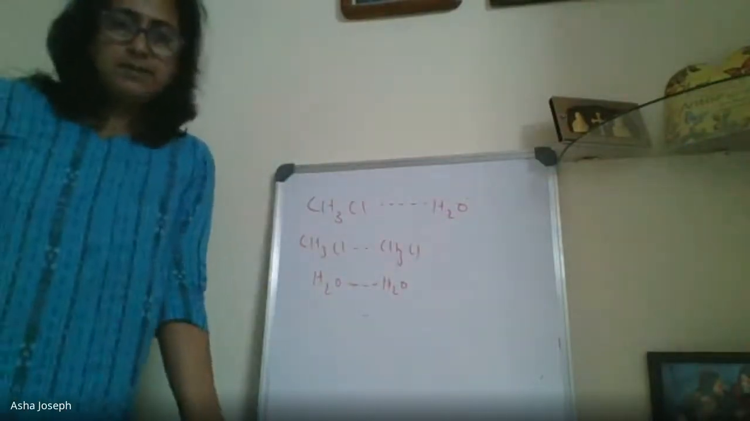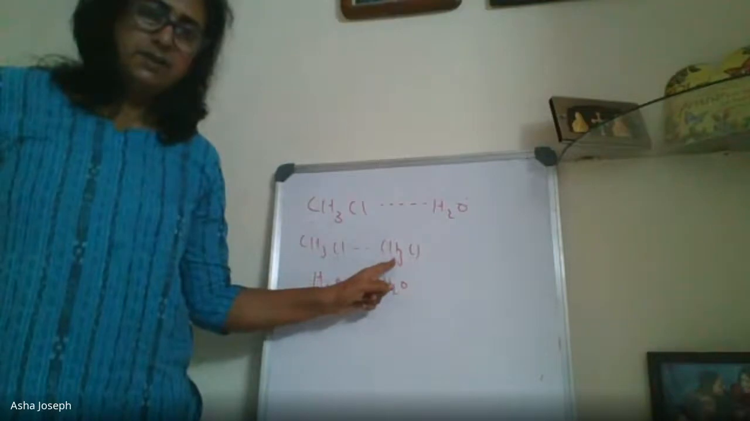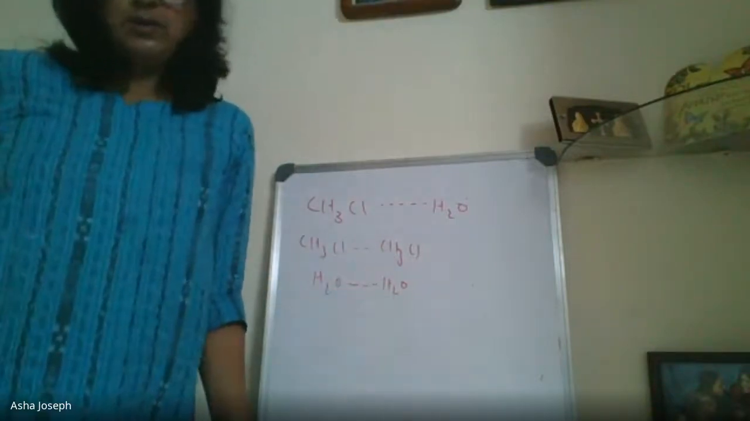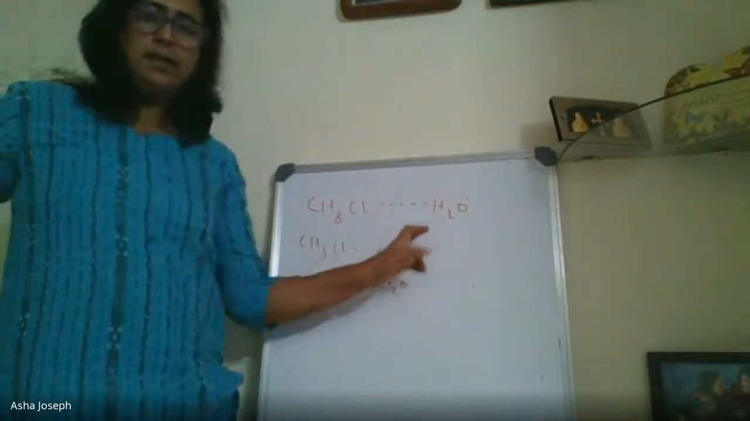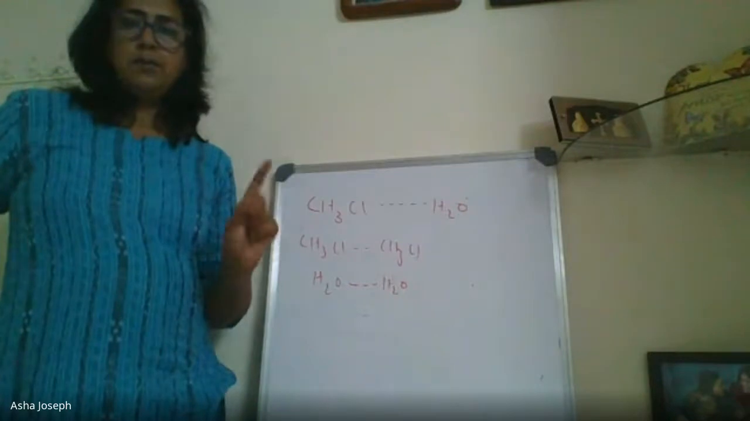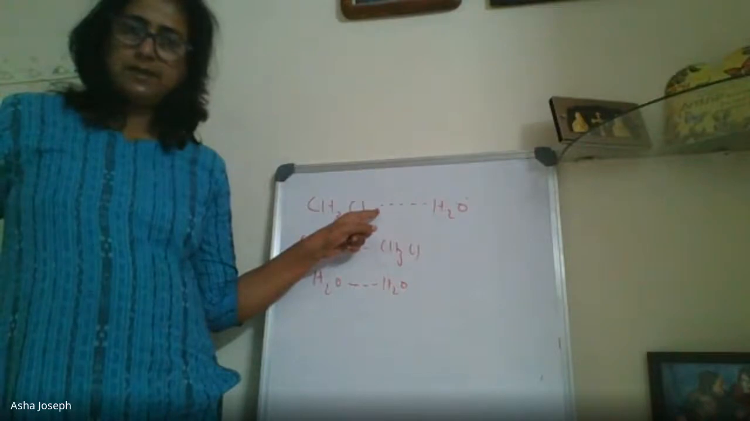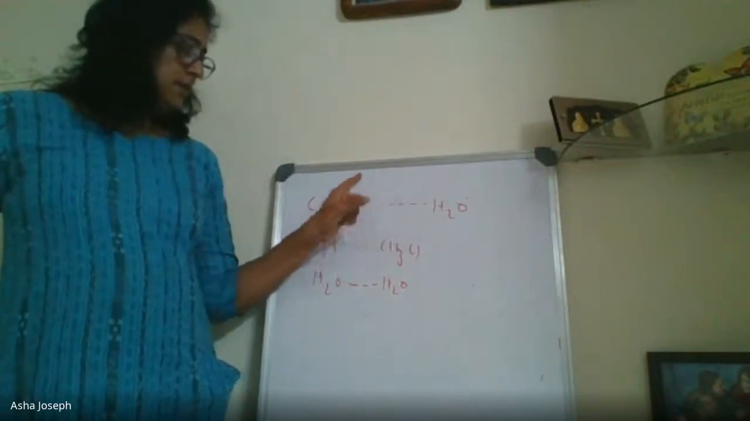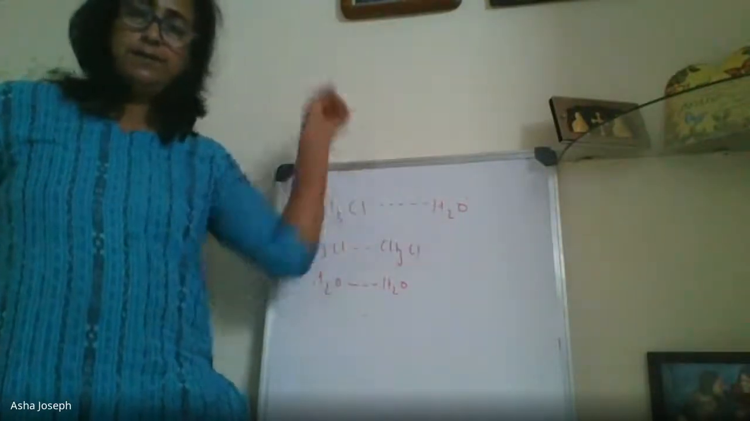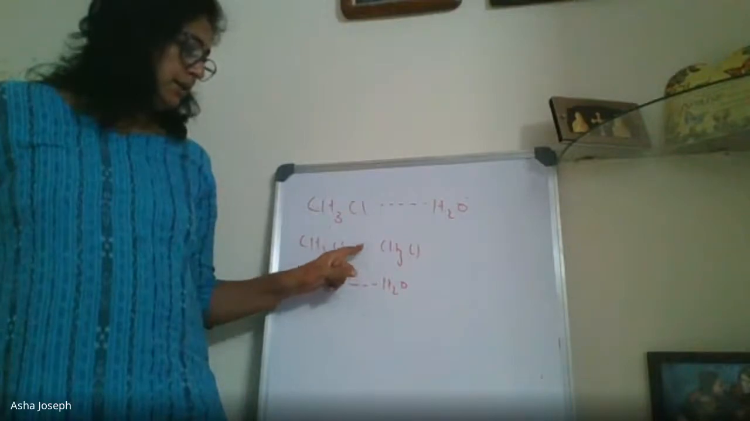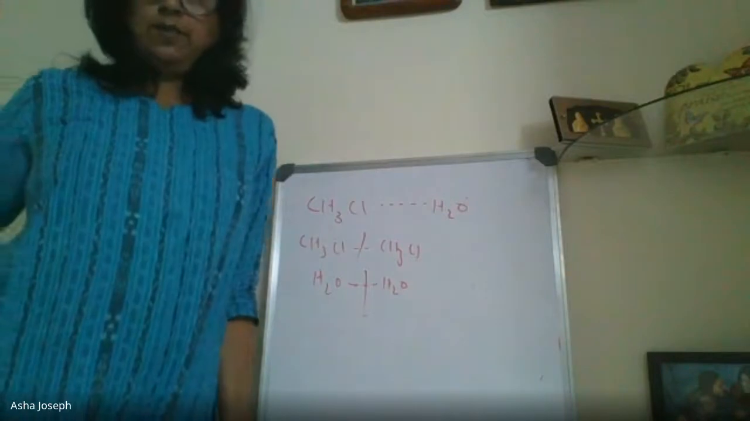When we put this into water, there will be interaction between chloromethane and water. So 3 interactions will be there: chloromethane with chloromethane, water with water by intermolecular hydrogen bonding, and chloromethane with water. Energy is released when this interaction takes place. If it is higher than the energy required to break the first two, then the compound will be soluble in water. Have you understood?